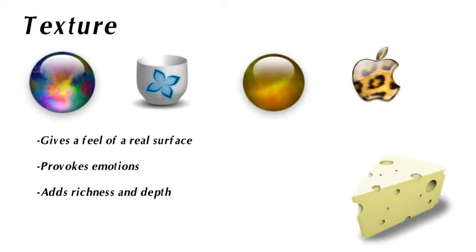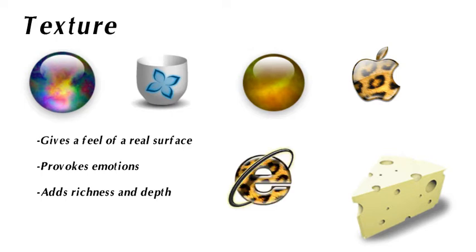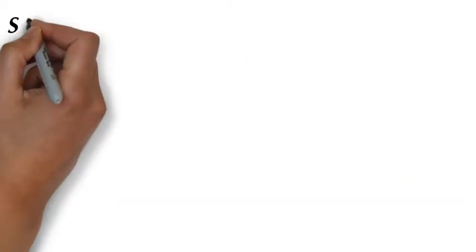So the next thing we'll be looking at is texture. Texture is a very important part of art because it contributes to the general rendition of your final work. It gives your work a feel. It gives it a particular type of feel. It gives it a particular type of surface. If you want your work to be rough, if you want it to be smooth, it provokes emotions. It tends to give your work richness and depth.